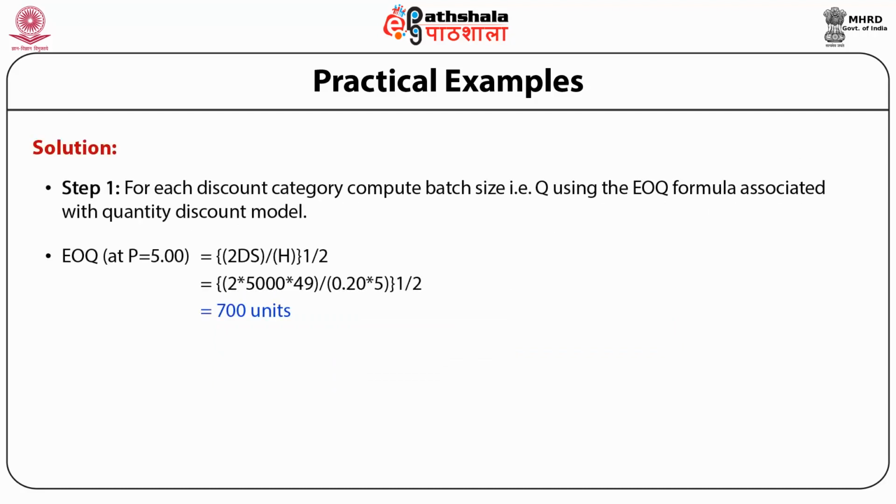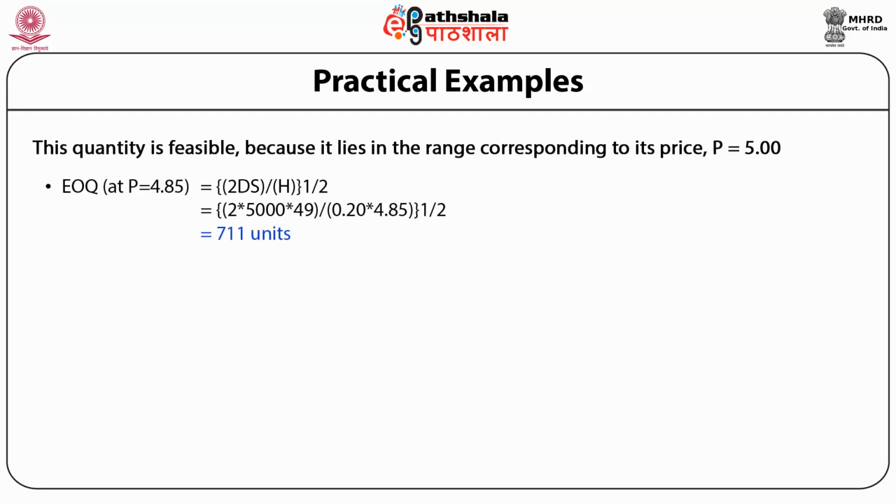For each discount category, compute batch size, that is Q, using the EOQ formula associated with the quantity discount model. EOQ at P equal to 5.00 equals the root of 2DS upon H, which is the root of 2 into 5000 into 49 divided by 0.20 into 5, and that equals 700 units. The quantity is feasible because it lies in the range corresponding to its price P equal to 5.